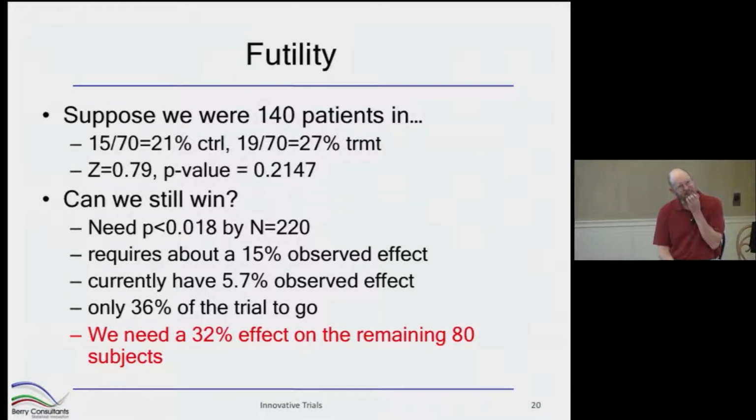All right, so we need a 15% effect. We've got about a 6% effect right now, and we're 140 patients in. So at 220, in the next 80 patients, what do we need? Well, we need a 32% effect on those next 80 patients, and right now we're running at 6. So something's got to give here. Either we've been unlucky to date, and our luck is going to have to change significantly, or this might be a trial that we're just not on pace to win.